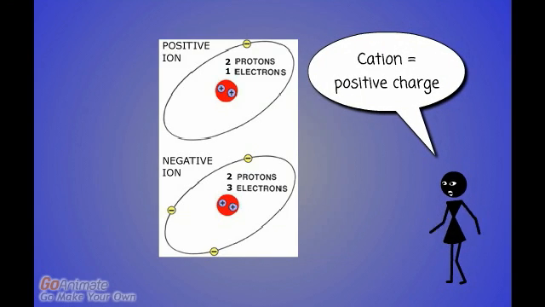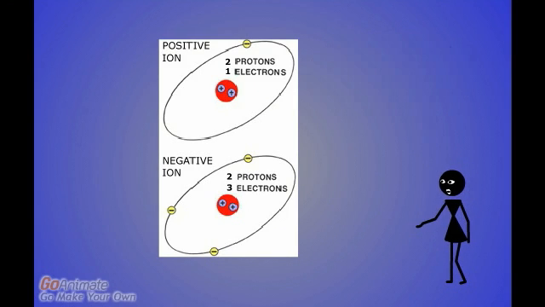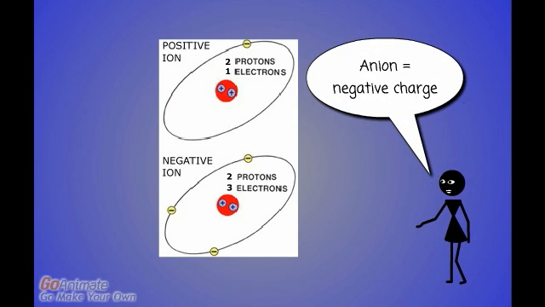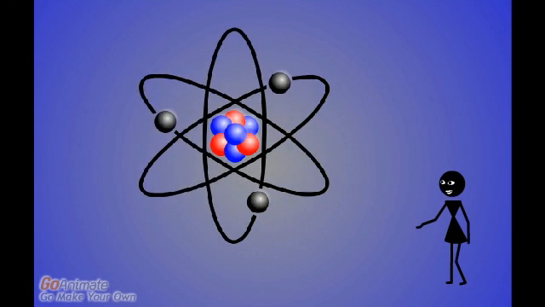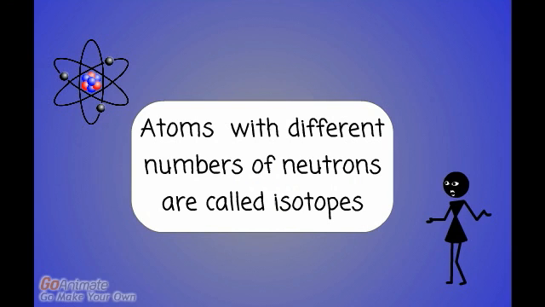A cation is an atom that has lost electrons, and therefore has more protons than electrons, giving it a positive charge. And an anion is an atom that has gained electrons, which results in a negative charge from having more electrons than protons. To summarize what you have learned, atoms with different numbers of neutrons are called isotopes.